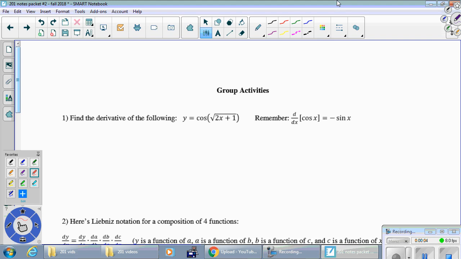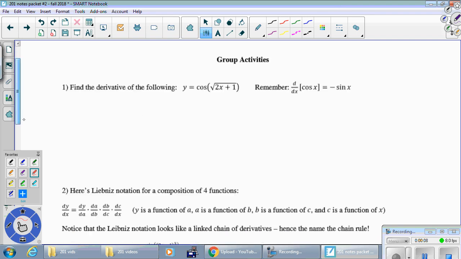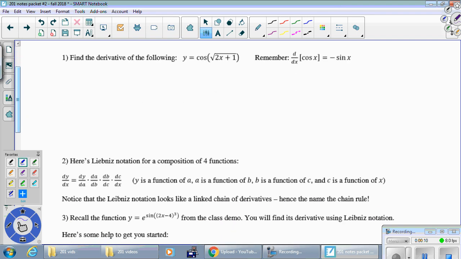Lesson 15 activity. Find the derivative of the following. Y equals cosine of the square root of 2x plus 1. So y prime equals, I see cosine of stuff. The derivative of cosine of x is negative sine of x. So the derivative of cosine of this radical must be negative sine of that radical.